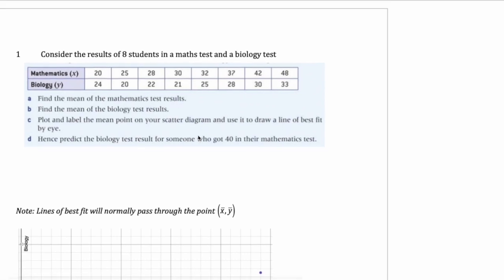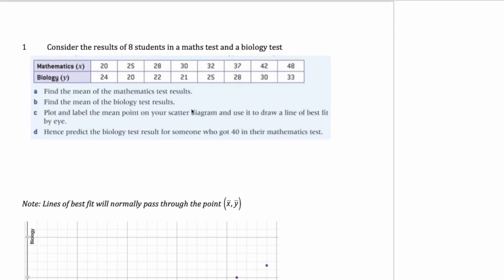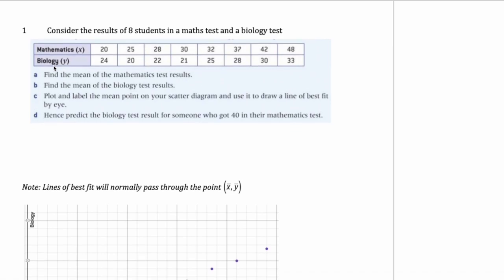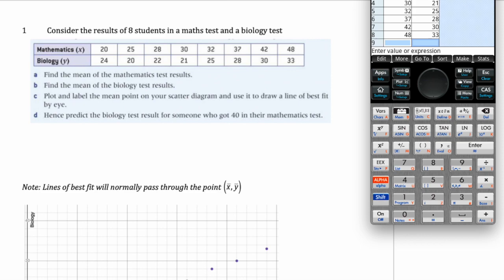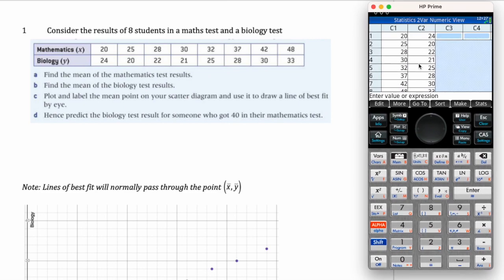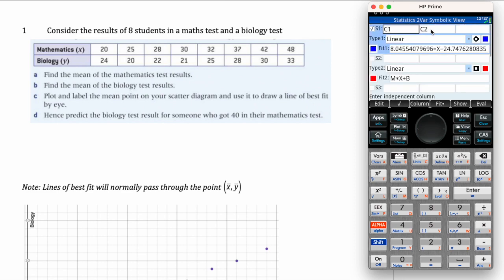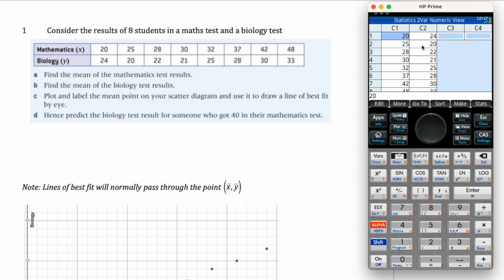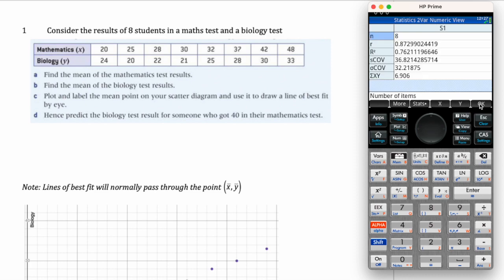Okay, so let's take a look at an example of a line of best fit. And here we have some data. So I'm going to type that data into my calculator, into C1 and C2, and then go to symbol and make sure everything's okay. We've got C1 and C2 there. It says linear, there's a check mark, there's an equation there, it looks all good. So now if I go back to two variable statistics and click on stats, then we have an R value, which we'll talk about in a second, and over here we have statistics on X and Y.